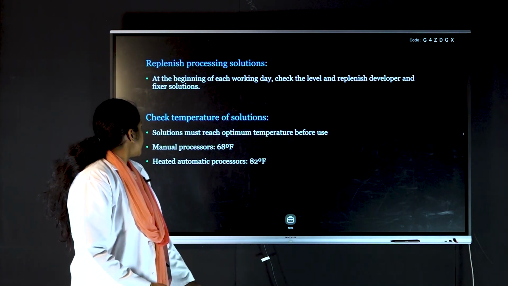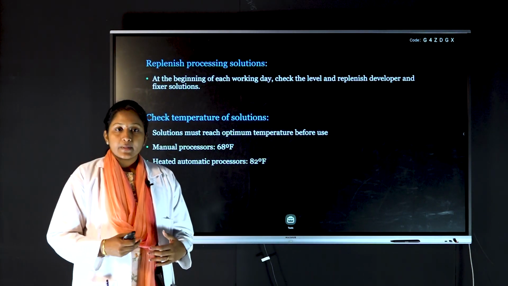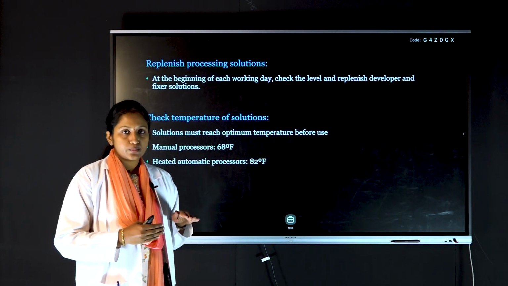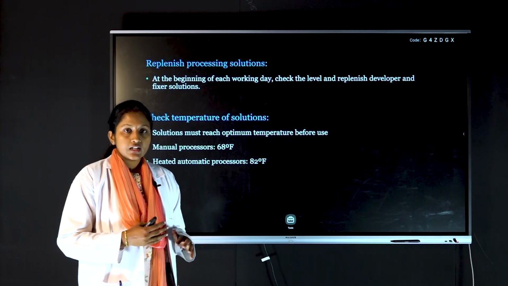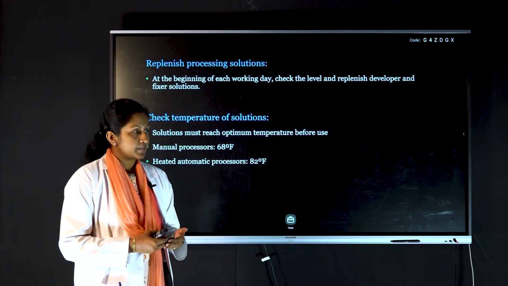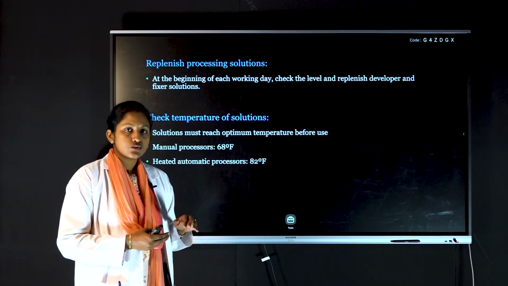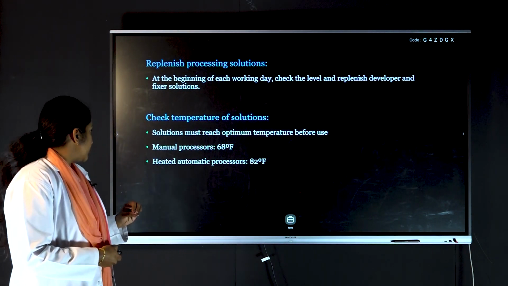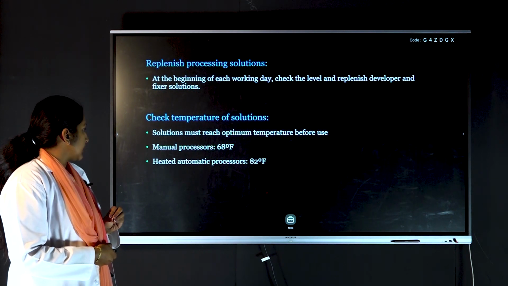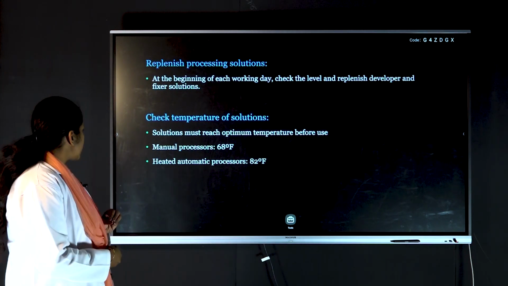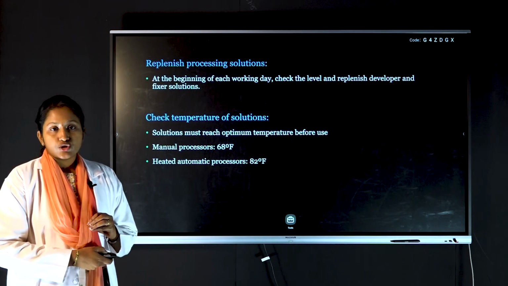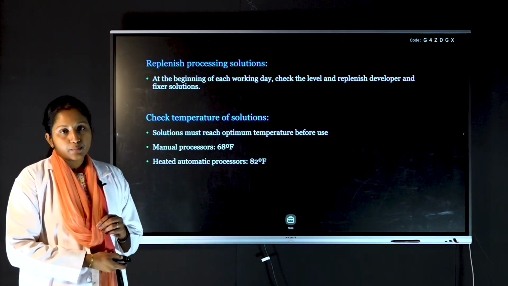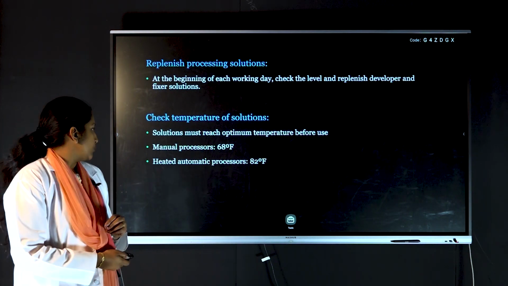Next is replenishing processing solutions. At the beginning of each working day, the level of the processing solutions in the tank should be checked, and if they are low, the solution has to be replenished. Also, the temperature of the processing solutions should be checked every day, and care should be taken that the temperature is maintained at optimum. For manual processing solutions, it should be at 68 degrees Fahrenheit, whereas for heated automatic processors, it should be at 82 degrees Fahrenheit.